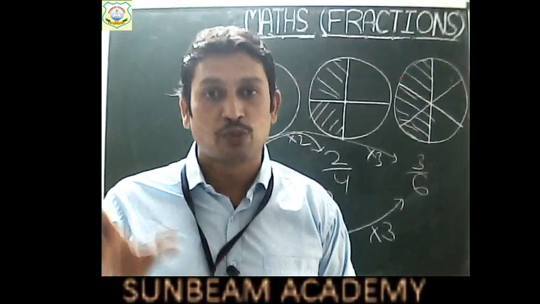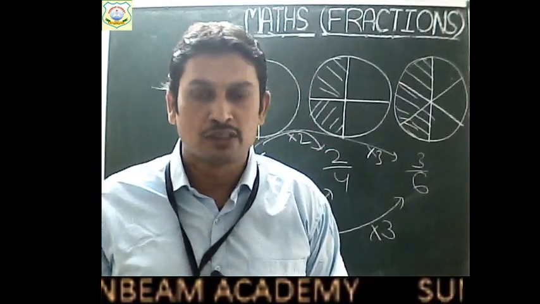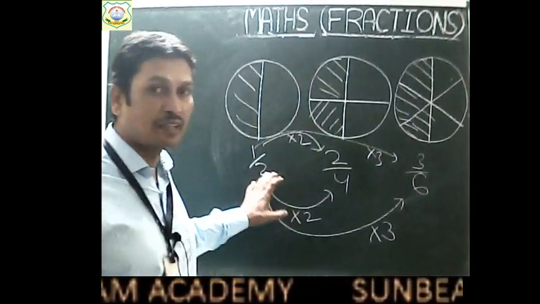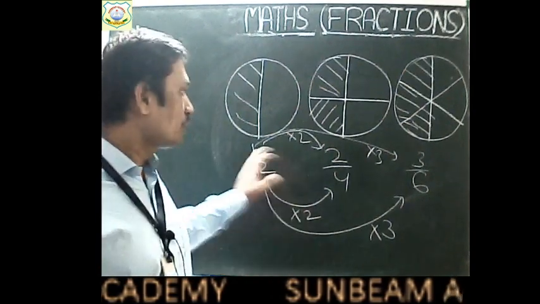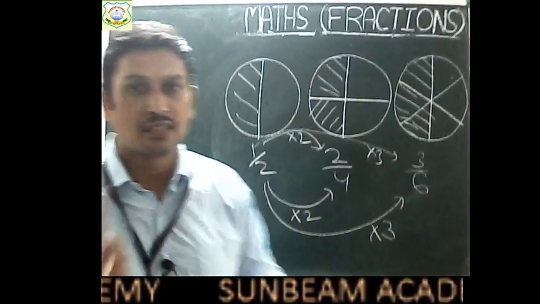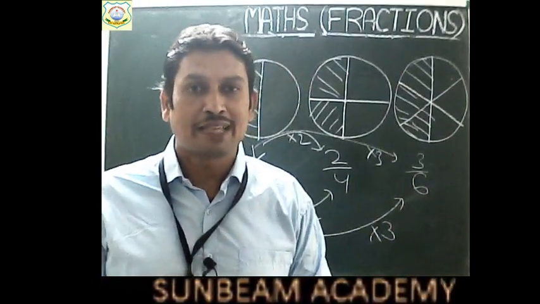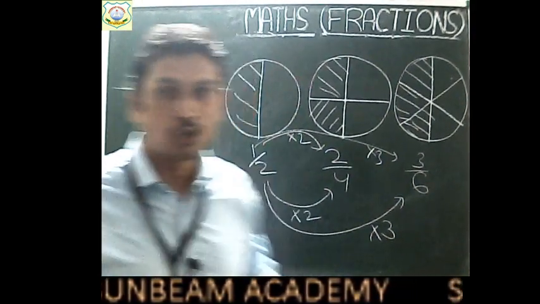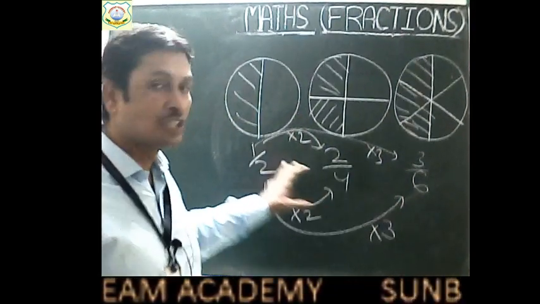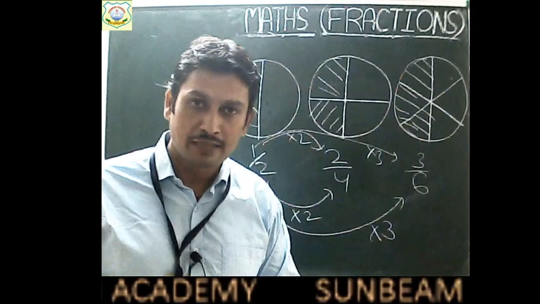Equivalent means, children, equal; they are showing the equal value only. So they look different, बेटा देखने में अलग हैं, 1 by 2, 2 by 4, आपको लगेगा कि they are different fractions, but actually they are representing the same part of the whole. So their numerical value is equal, right, children?